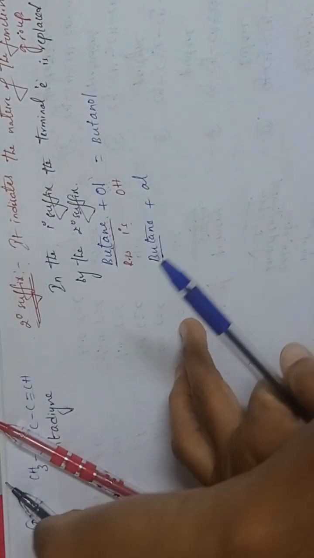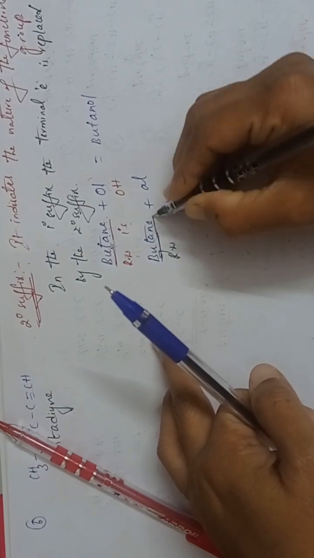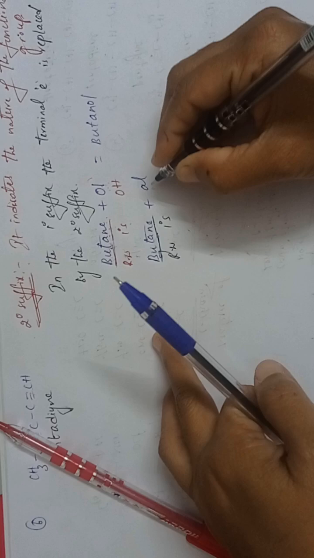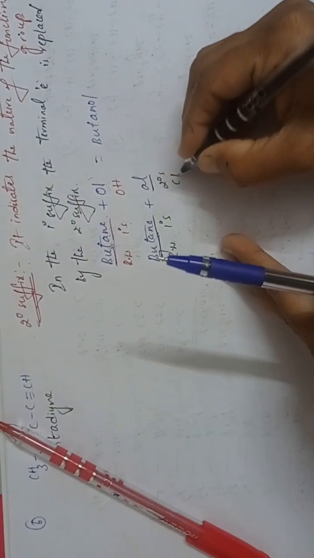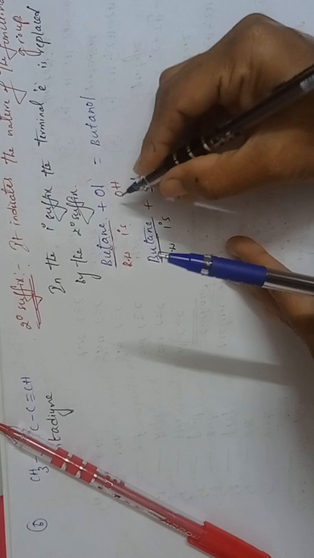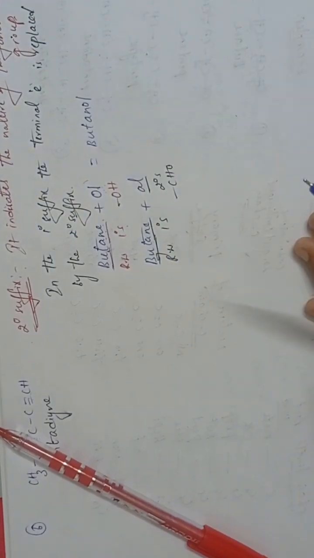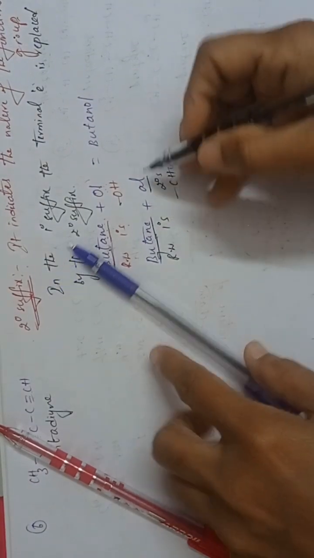But. What is but, students? But is the root word. N indicates the primary suffix. All indicates the secondary suffix. We use the secondary suffix all when the CHO functional group is there in the given compound. Clear? So butane plus all.